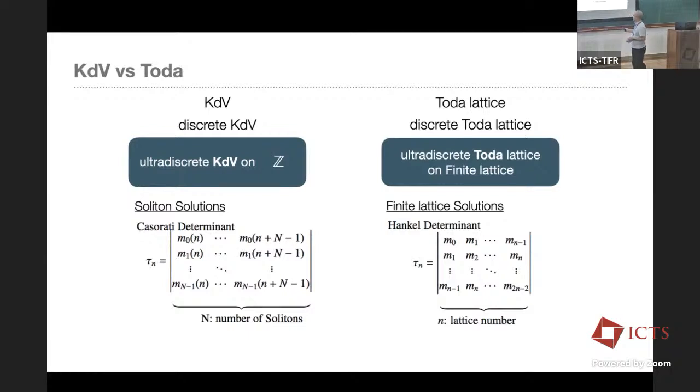But in the case of the Toda on the finite lattice, you see this is a Hankel determinant. So it is related to the orthogonal polynomial system, and n corresponds to the degree of the polynomial. And the size of the Hankel determinant could change. Gradually, as n increases, the degree of the Hankel determinant also gradually increases. So this is the big difference between them.